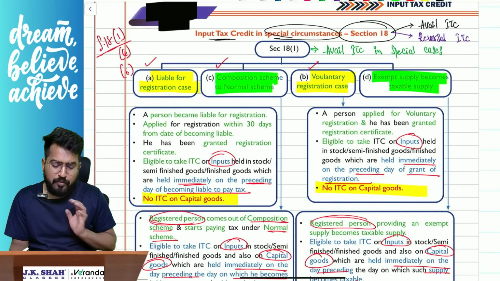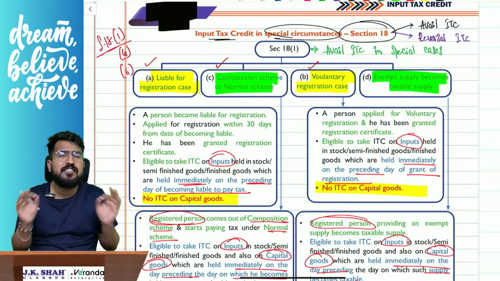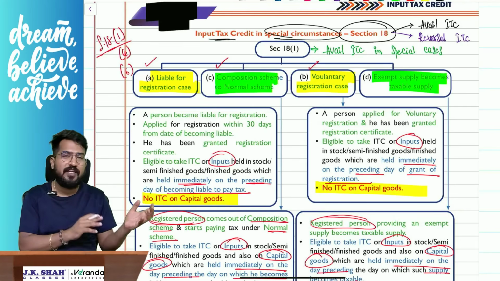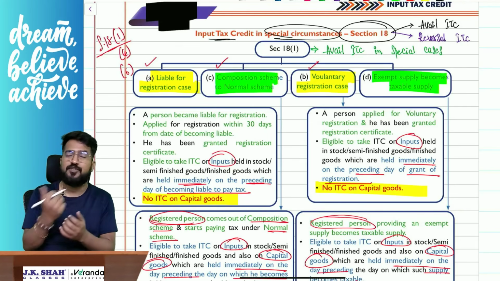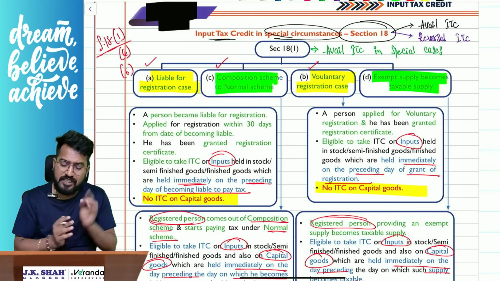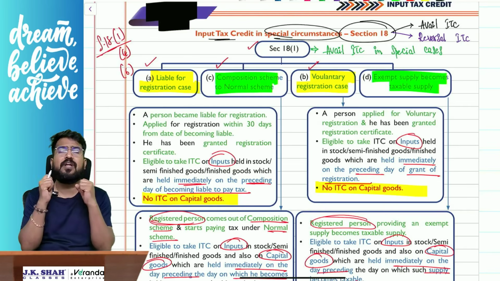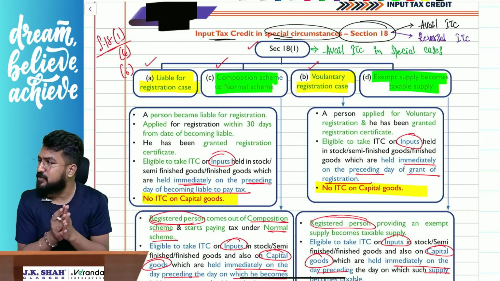Now coming to the point, what is section 18? Section 18 is dealing with ITC in special circumstances. I'm talking about dealing with ITC, not just availing ITC or reversal of ITC. So both are there in section 18. You can avail ITC as well as reverse ITC. First of all, section 18 subsection 1 is talking about availing ITC in special cases. What are the special cases where you can avail ITC as per section 18 subsection 1?